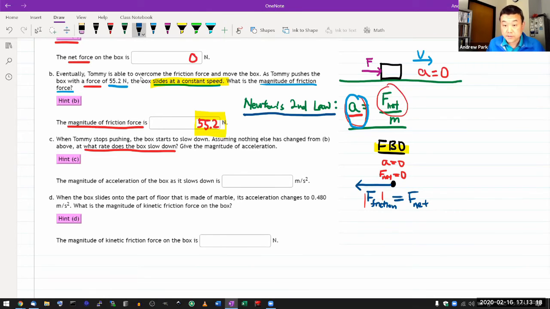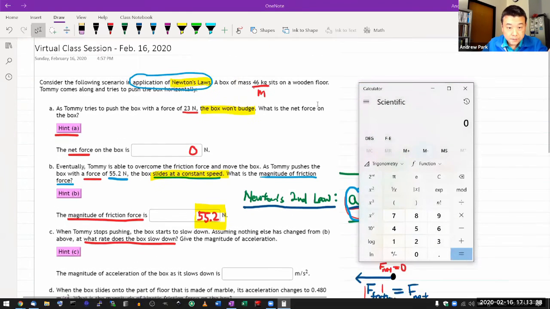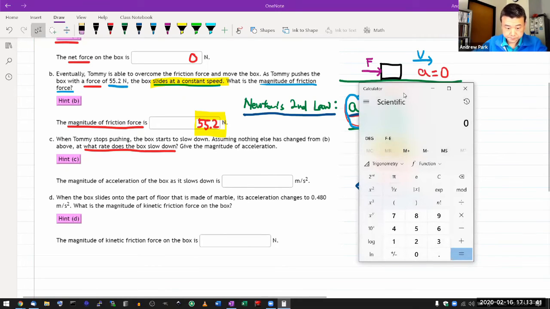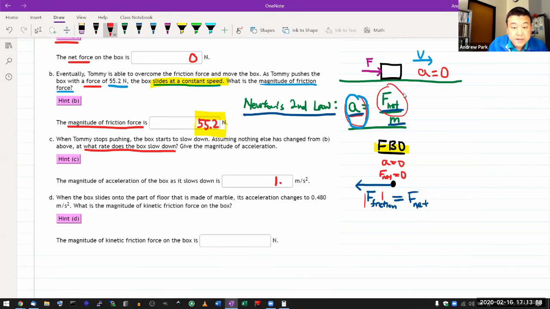So the net force on the box is the friction force from the floor. So I know the net force. That means I can use the mass to get the acceleration. I think I had the mass from above, 46 kilograms. Let me use a calculator. Net force, 55.2 newtons, divided by 46 kilograms should give me 1.2 meters per second squared. So that's my answer to the acceleration that the box should be undergoing. It's the rate at which it's slowing down now that Tommy is not pushing anymore.